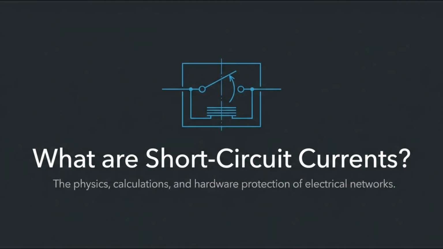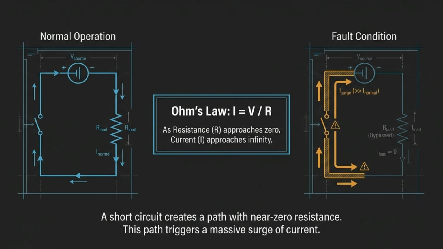Welcome to this video on short-circuit currents. We will explore the physics behind these events, the methods used for calculations, and the essential hardware required for protecting electrical networks. According to Ohm's law, as resistance approaches zero, current approaches infinity. A short circuit creates a path of near-zero resistance, which triggers a massive, dangerous surge of current throughout the system.